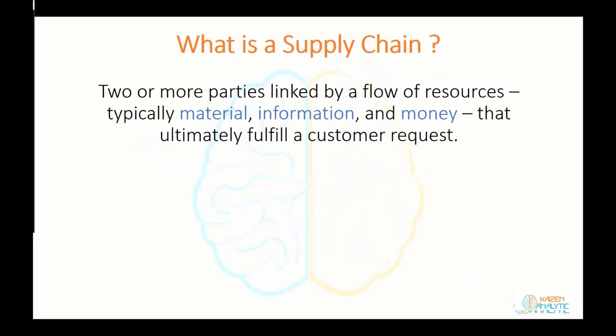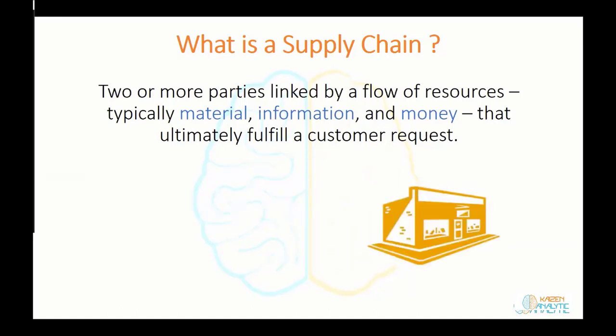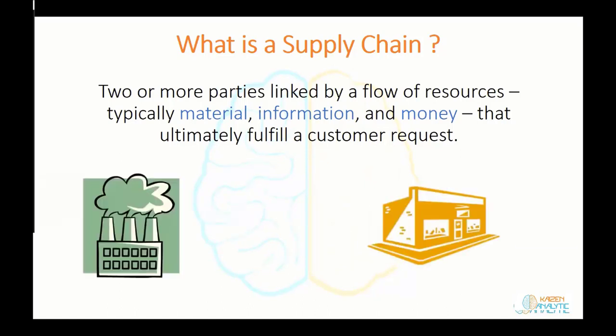So, what is supply chain? Simply, it is two or more parties linked by a flow of resources, where typically it is material, information, and money, and the ultimate goal is to satisfy the request of a customer. I put a very simple example here. If you can see, this is the market, and this is the product, where the product is manufactured in a factory.